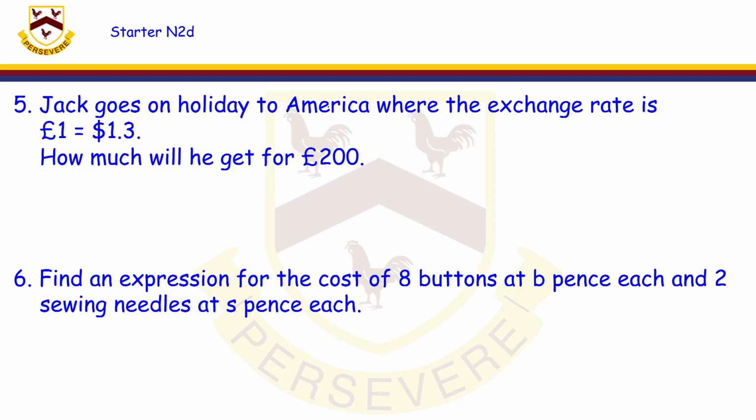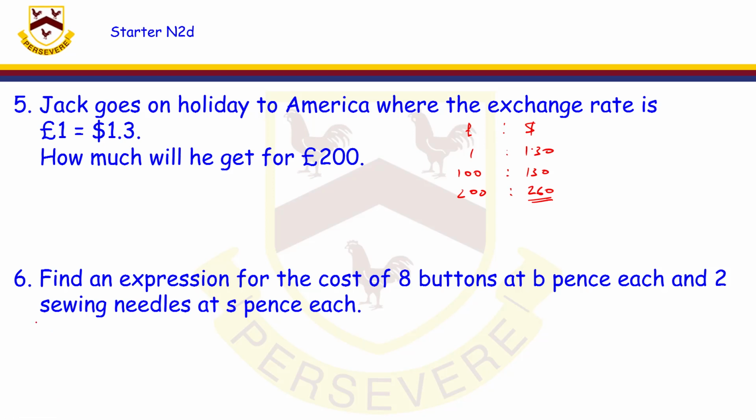Okay, so Jack goes on holiday to America. Exchange rate is £1 to $1.30. How much will he get for £200? Well, let's have a look. £1 gets you $1.30. So 200 would be 200 times $1.30. Or we could find 100, I'm sure some of you have done this, which would be $130, because $1.30 times 100, when it's 200, we double that, so times 2, $260.